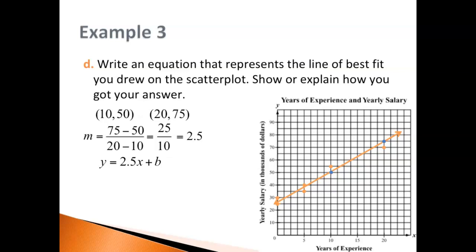Now to find b, I'm going to go ahead and take one of those points. I'll choose (10, 50) and plug those values in for x and y. Now I can solve for b. So 50 equals 25 plus b, which means b is equal to 25. And you can actually see that from the graph that I've drawn here. So my equation is y equals 2.5x plus 25.